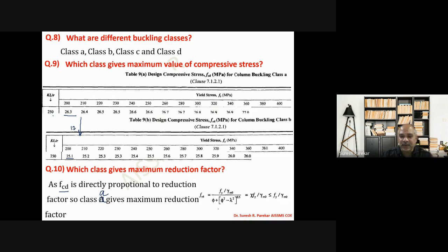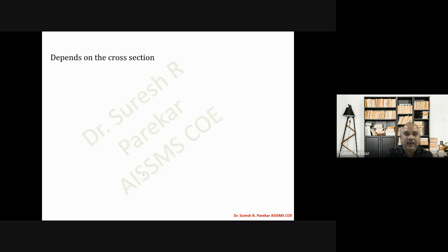So you can see over there, this value and this value will be decided by your class, and that gives us FCD, which is directly proportional to the reduction factor. And we know that as the class increases from A to D, the value of FCD decreases. So the reduction factor also decreases from A to D. So the maximum is for class A.